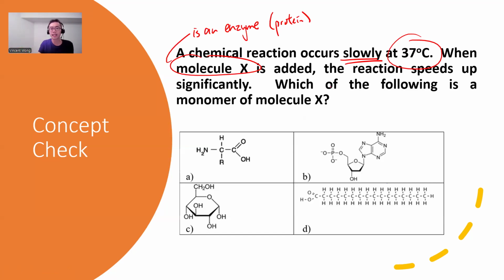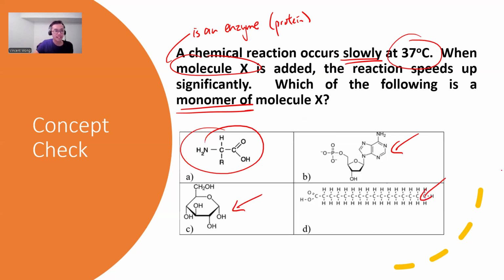And then the question is asking, which of the following is a monomer of molecule X? We all know a monomer of a protein is an amino acid, and that's what an amino acid looks like. This here is a nucleotide. This is a sugar, and this is a fatty acid. So the answer is A.